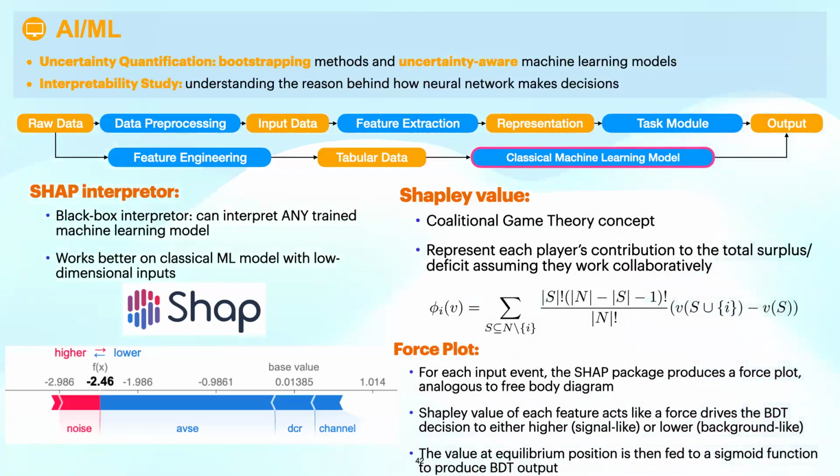So for example, if you look at this single event, this single data point that I interpreted using the Shapley value, we can see that this event was classified as background because we have a very high negative push from the amplitude versus energy parameter that we extracted from our feature engineering process. That is telling me that this parameter supports the decision that this event is a background event, while the noise parameter is actually voting against it. It's saying this event is more signal-like.